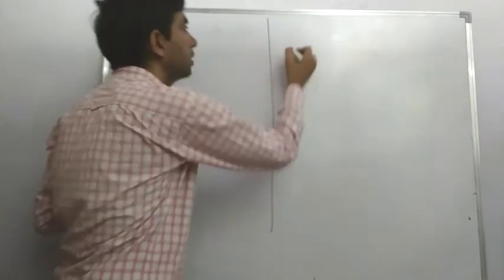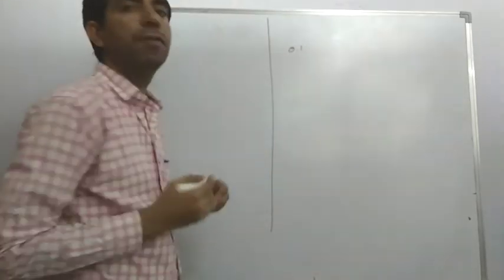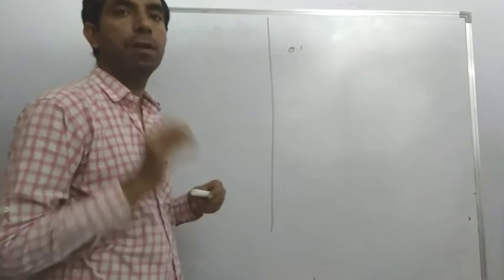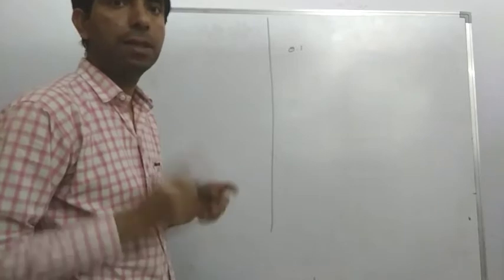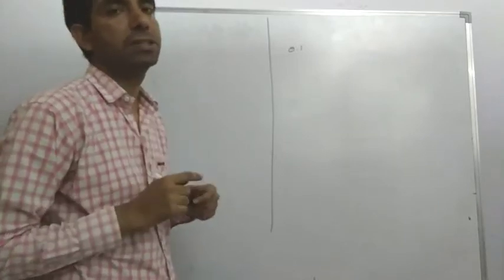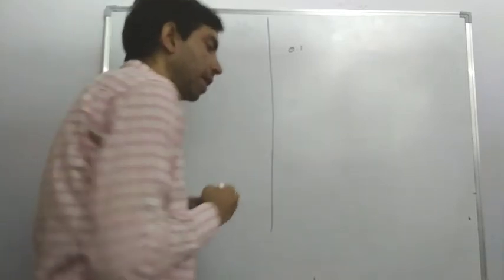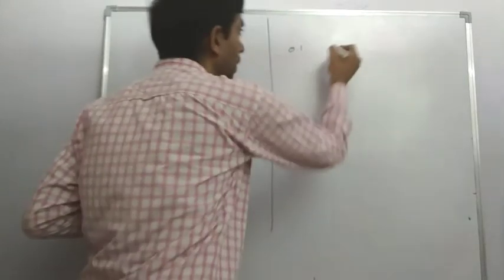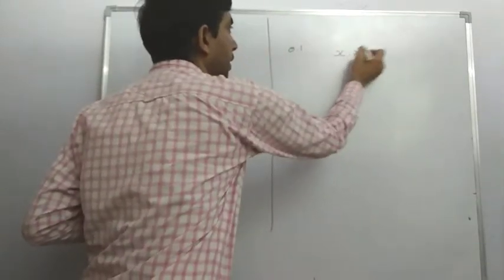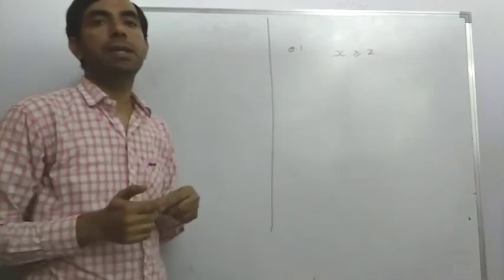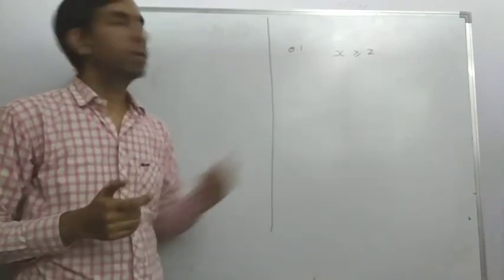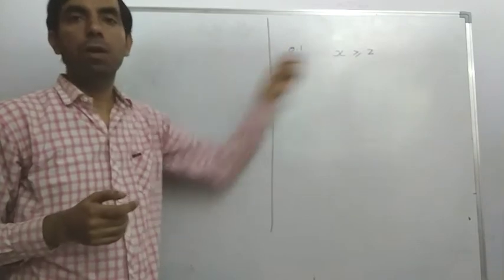sometimes some students get confused in this question. In this question we have not an equal to sign, that is represented by less than or greater than, that is represented by shaded system. So we take a graph: x greater than or equal to 2. Here the sign is greater than or equal to.